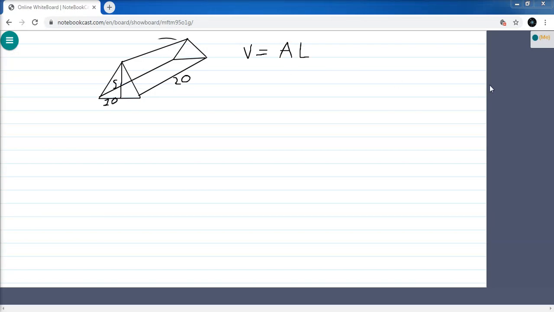Hello guys, in this video we are going to show you how to find the volume of a prism and surface area of a prism. So here we have a triangular prism. Now we will use this equation.